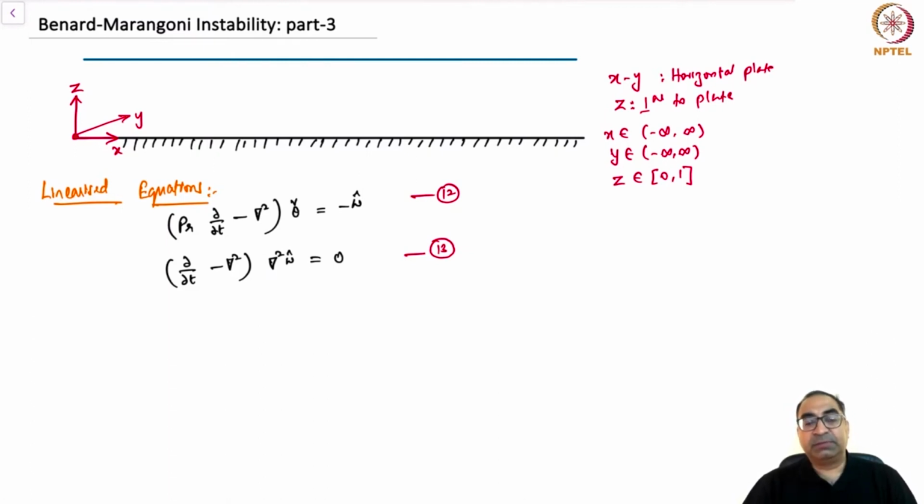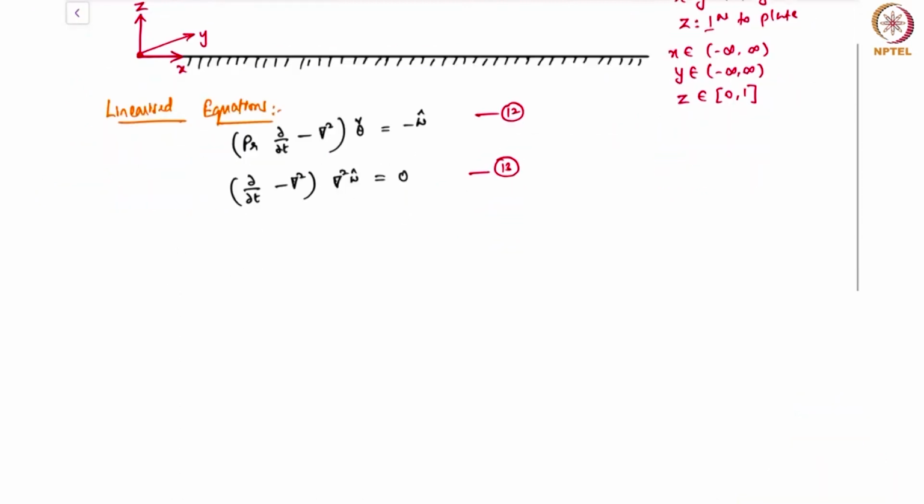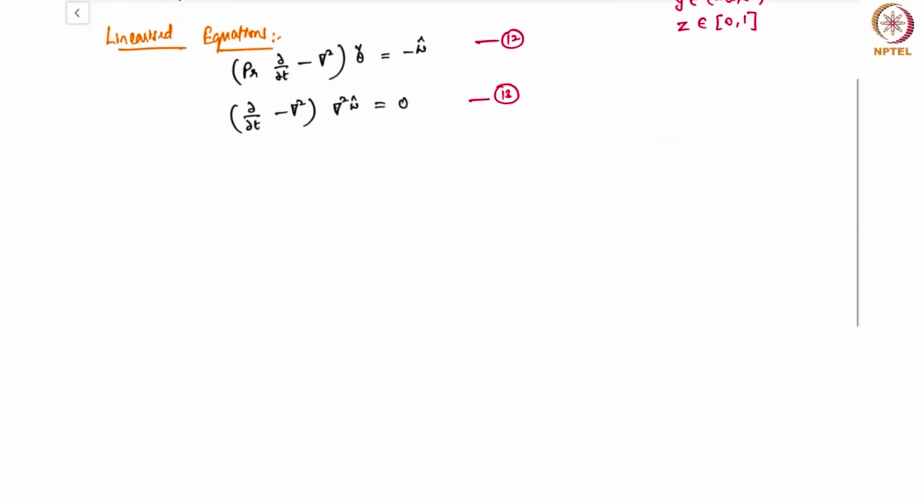Now the standard way of proceeding further is to assume a normal mode form of these variables. For students who may not be familiar with it, please consult the lecture on the Introduction to Stability Analysis that I had done a few weeks ago. So we'll start with the normal mode form of these variables.